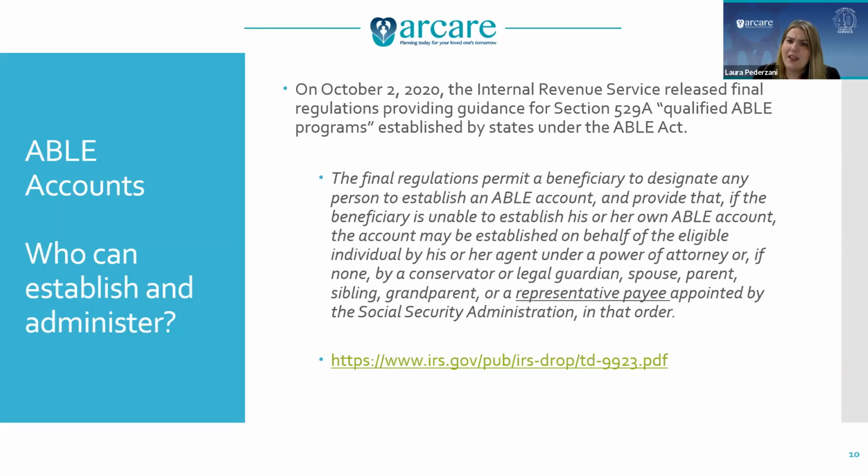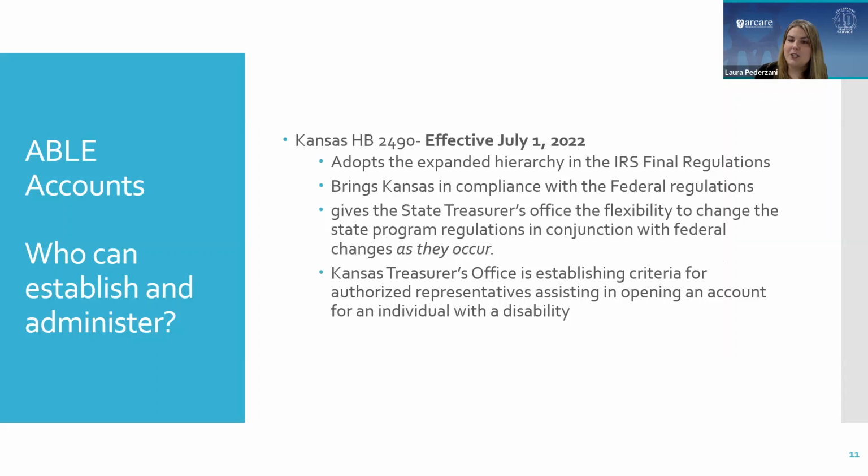And when this came out, they gave all the states a deadline to basically adopt these standards or risk losing the state's eligibility as a qualified ABLE program. And so Kansas just recently passed House Bill 2490, which is effective as of July 1st. This adopts that expanded hierarchy.